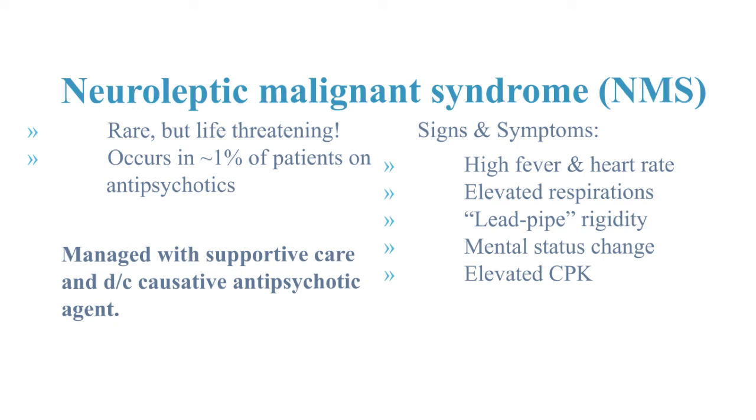Another serious side effect that is very rare but very life-threatening in patients who experience it is neuroleptic malignant syndrome. It occurs in less than 1% of patients on antipsychotics, but really there's no way to treat it other than with supportive care. We discontinue the causative agent. Signs that a patient may be experiencing NMS are high fever, high heart rate, elevated respiration rate, lead pipe rigidity, and mental status changes. If we run labs, we may see an elevated CPK.